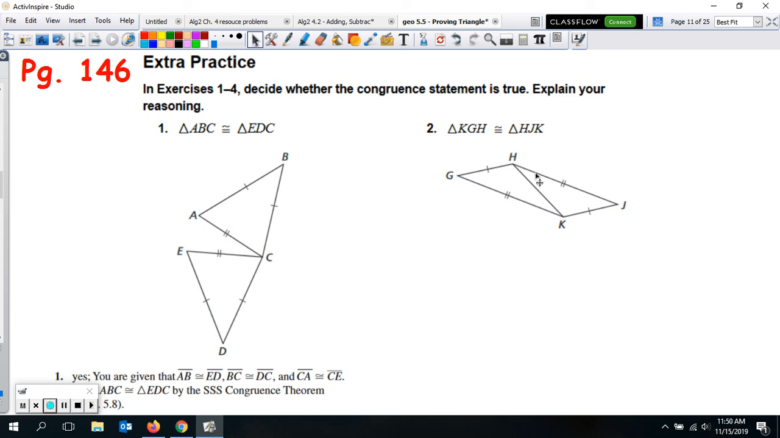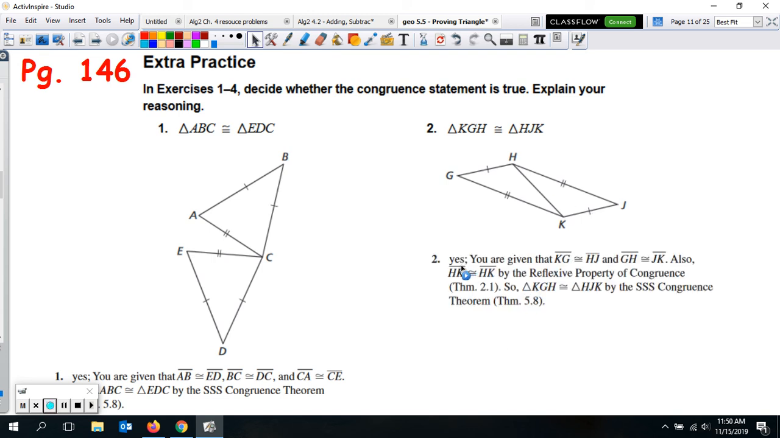So we have to start with H, J, and K. So it's a 2, 1, 3 as well. So that seems to work out just fine. 2, 1, 3 here, 2, 1, 3 here. And so yes on this one as well. Those all are fine. And we can see right here that HK is congruent to HK by the reflexive property. That's what you need to remember. A shared side is always the reflexive property.